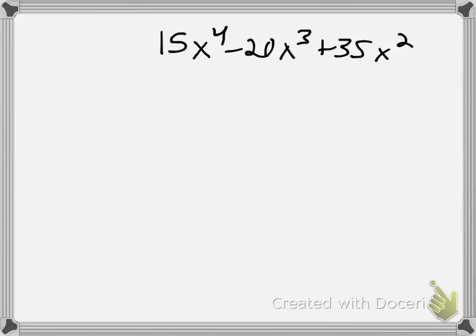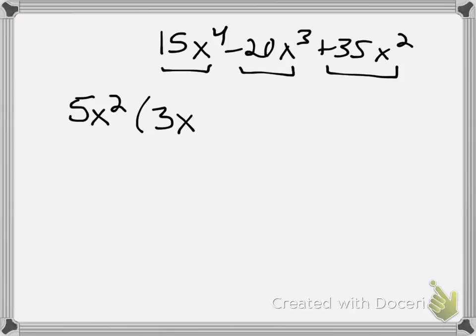Let's say I have the term 15x to the 4th minus 20x cubed plus 35x squared. My first step is always pull out a greatest common factor. These all can be divided by 5, and they all have at least 2 x's. So we're going to factor out a 5x squared. That will leave me with 3x squared minus 4x plus 7. And so now we're left with a factor that has 3 terms.